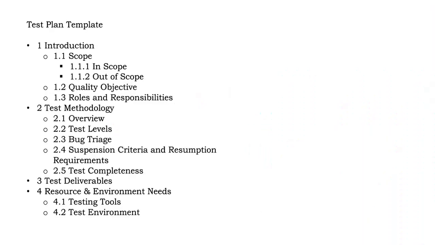Okay, let's get started. So basically, here is the template we have considered to build this project test plan. For example, it contains four different sections: introduction, test methodology, test deliverables, and then the resource and environment needs. It differs from one project to another project. So first, let's talk about the introduction.